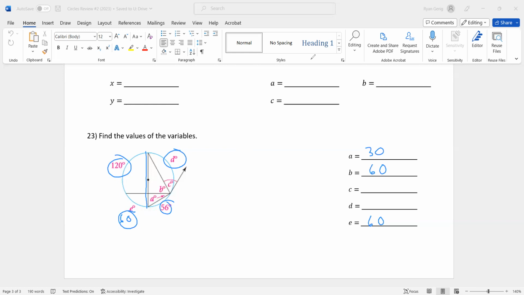Hopefully that helped. Again, you have the answer key to verify that you're getting the right answers. Circle the ones you're still having trouble with, and I'll try to help you on Thursday before the test.